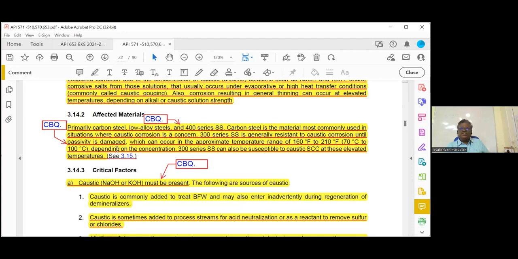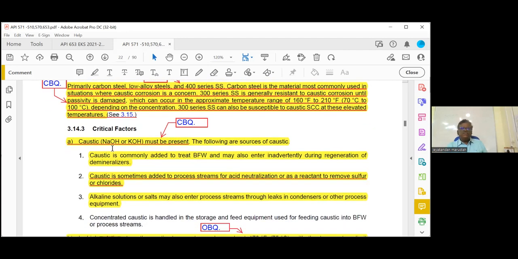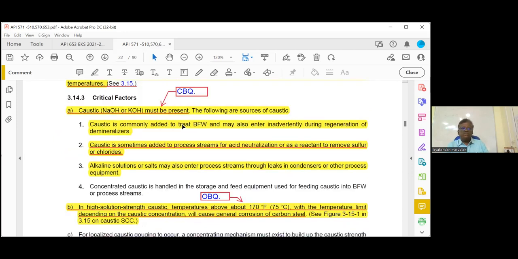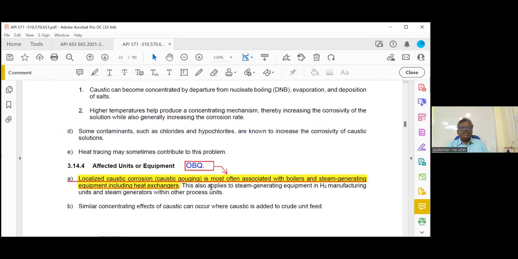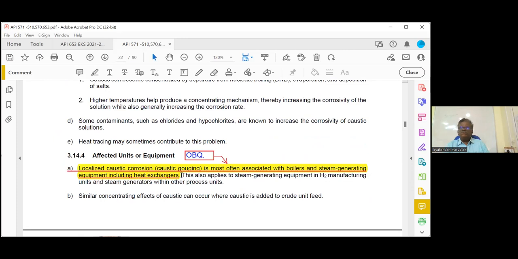300 series generally resistant to caustic until passivity is damaged. Then the critical factor: caustic, sodium hydroxide, KOH must be present. That is a closed book question. Then B is important. In high strength caustic, temperature above 170 degrees, with the temperature limit depending on the caustic concentration, will cause general corrosion of carbon steel. Then affected units.